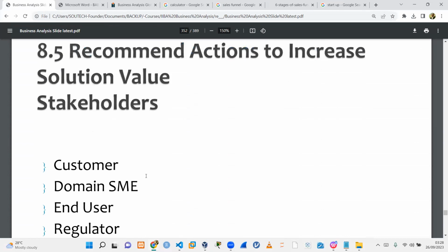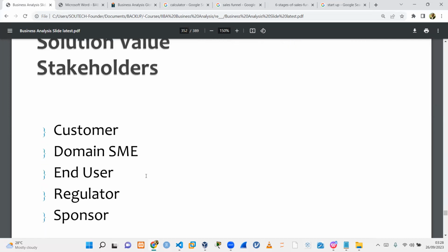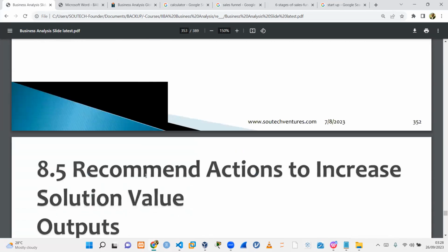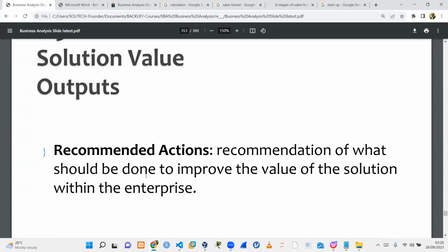Some persons that can give these recommendations are your customers, your domain subject matter expert, your end user, your regulator, your sponsor. At the end of the day, you're going to have a recommendation of what should be done to improve the value of the solution.